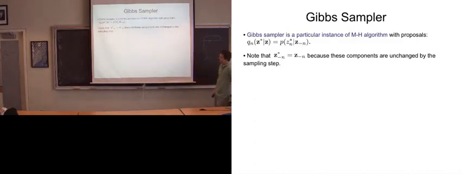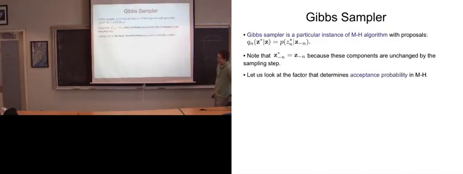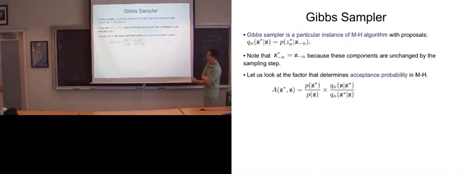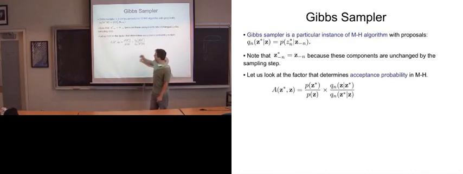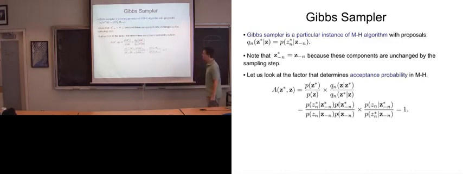So in this case, the components are unchanged by the sampling step, right? Now let's look at the factor that determines the acceptance probability. So in Metropolis-Hastings, we designed a transition operator and then we were sampling. There's some probability of accepting or rejecting, right? So what's this transition probability? Well, this is our target distribution ratio of the targets, and this is the ratio of proposals, right? So this is the definition of Metropolis-Hastings.